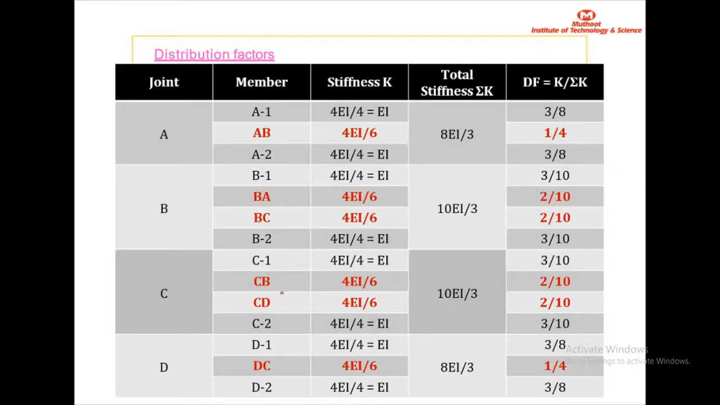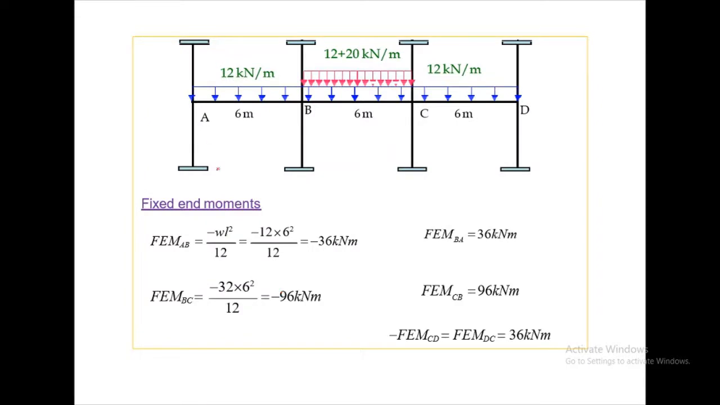And then the next step is to find the distribution factor. In order to find the distribution factor, first we'll have to find the stiffness coefficient for each member. So consider this member AB. What will be the stiffness coefficient? The equation for stiffness coefficient K is equal to 4EI by L. So the stiffness coefficient for AB will be 4EI by L, where L is 6 meter.